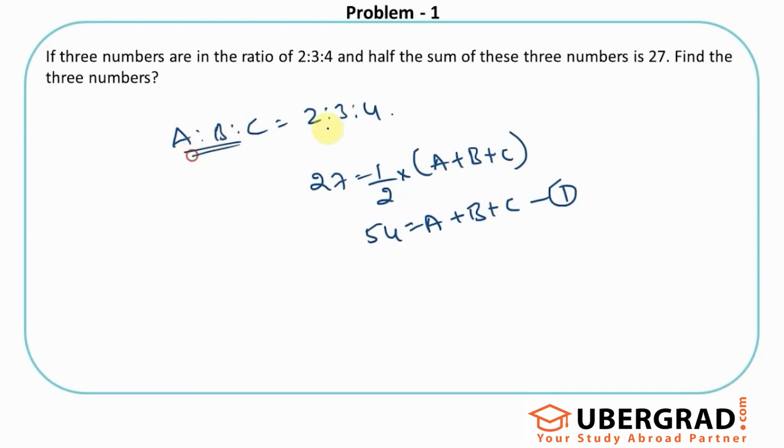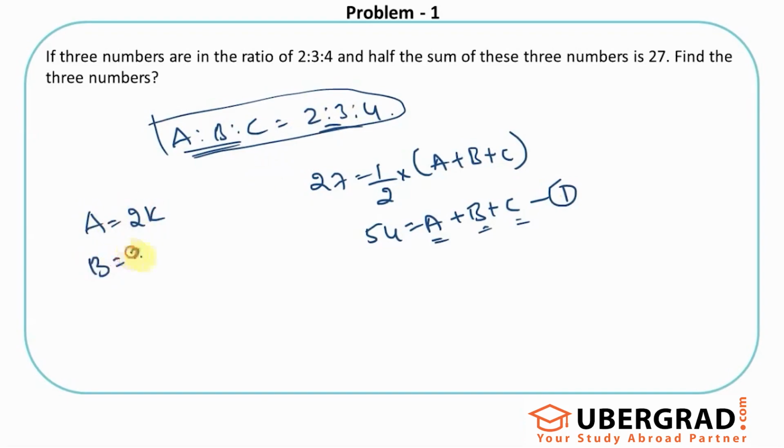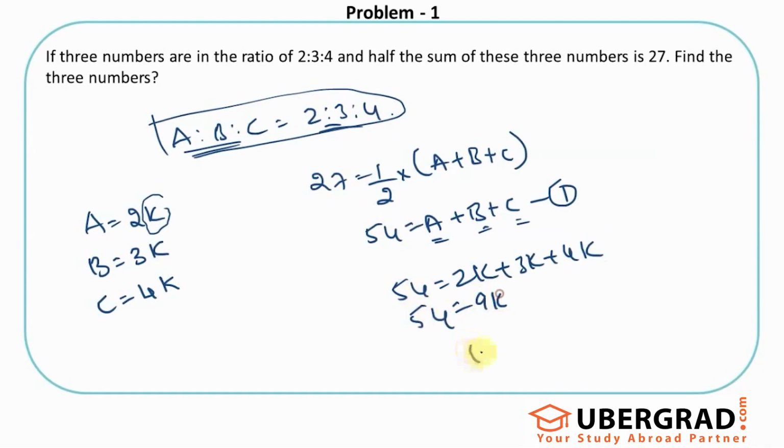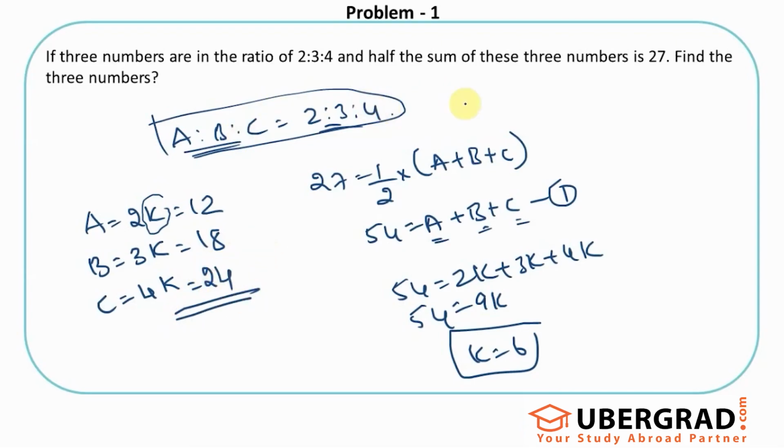Now I can use this clue. How many variables do I have? A, B and C. 3 unknown quantities. But this ratio clue is going to help me cut that down. A is to B is to C is 2 is to 3 is to 4. So A can be taken as 2k, B as 3k and C as 4k, where I have taken a new variable k. So 54 is equal to 2k plus 3k plus 4k. So 54 is equal to 9k, k is 6. So A will be 2 into 6, 12, B will be 3 into 6, 18 and C will be 4 into 6, 24. These are the 3 numbers that satisfy the given condition.